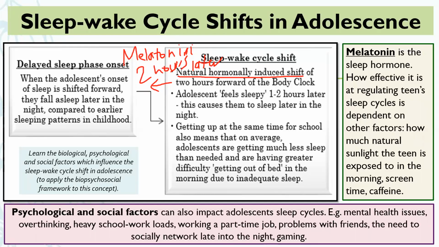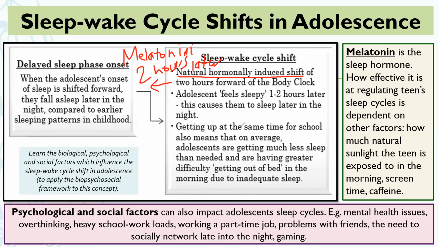Now, the problem with the sleep-wake cycle shift is, if adolescents didn't have anything better to do with their lives and they were just at home all the time, it wouldn't be a problem if they slept later. But the problem is that we're still getting adolescents to wake up at the same time every morning for school, not acknowledging the fact that the sleep-wake cycle shift has actually made them fall asleep later. And it's not always their fault. Of course, certain things that teenagers do can exacerbate the situation or make it worse. But we have to understand that this is a biological factor that influences why adolescents fall asleep later.